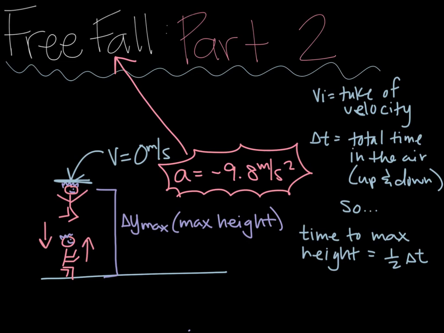So this is just an example. We're not actually going to solve anything here. I just wanted to show you all the possible things we can look at when we have something jumping up or being thrown up into the air. It still qualifies as free fall because, as we know, free fall is any object that is only under the influence of gravity. So it experiences an acceleration due to gravity of 9.8 meters per second squared downward.